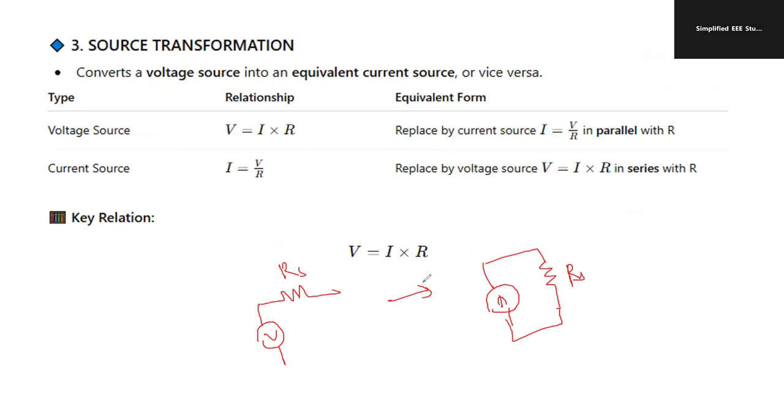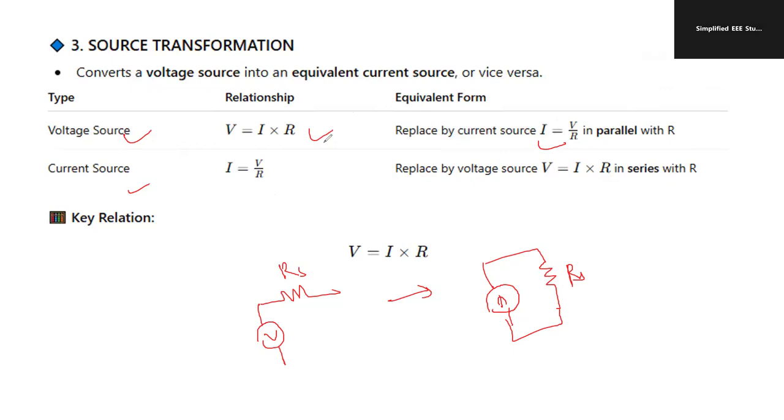Similarly, current to voltage can also be converted. For example, a current source in parallel with a resistance is equal to a voltage source in series with the resistance. In this regard, the relationship is: voltage source V is equal to I into R. Replacing it with the current source, I is equal to V by R, in parallel with R.